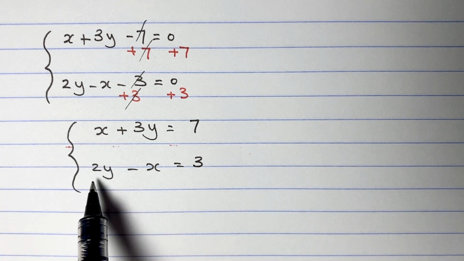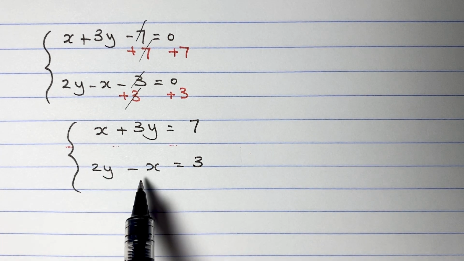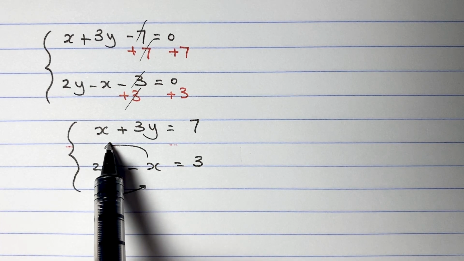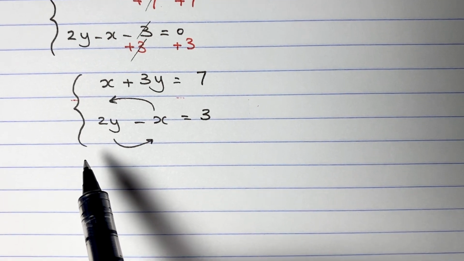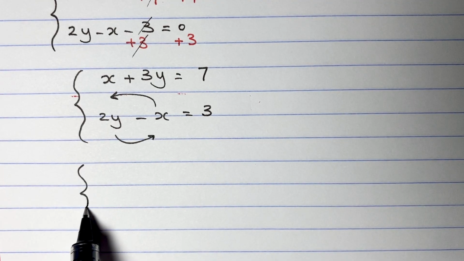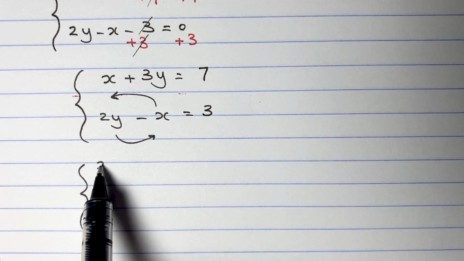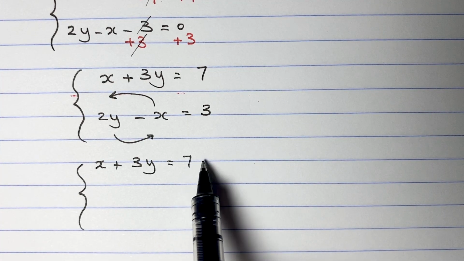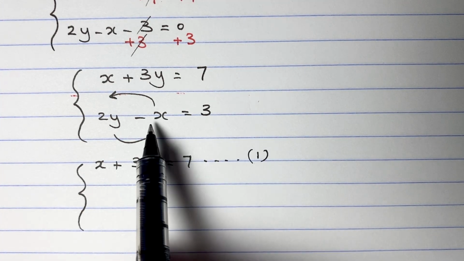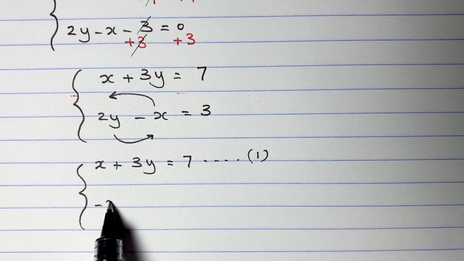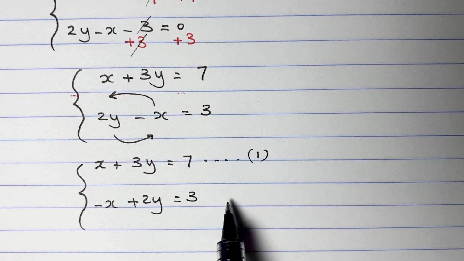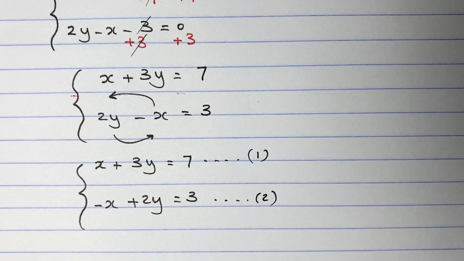The problem is now x is not under x. So I need to just switch them round. Write this one first, and then x minus x next. So we have x plus 3y, equation 1 is okay. Putting minus x first, and then plus 2y. Now I can see what to eliminate.